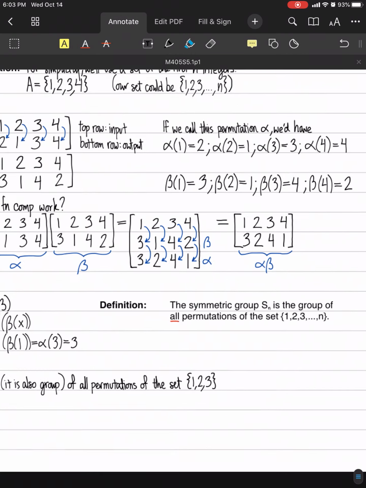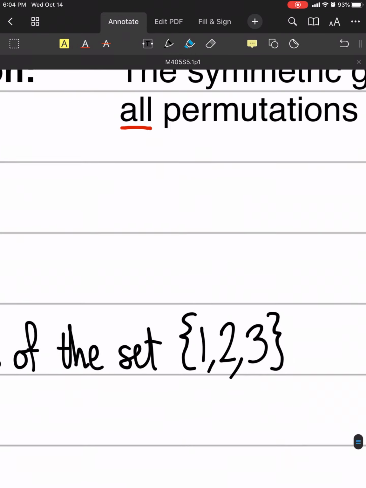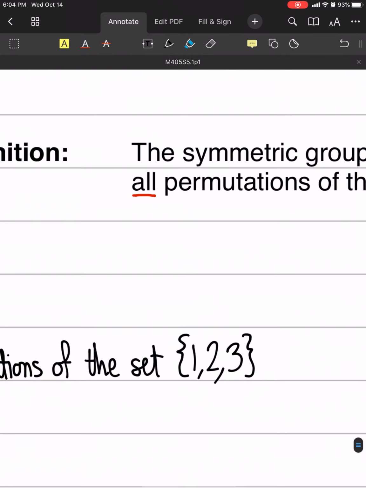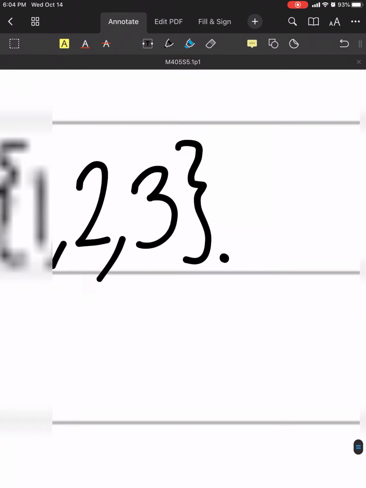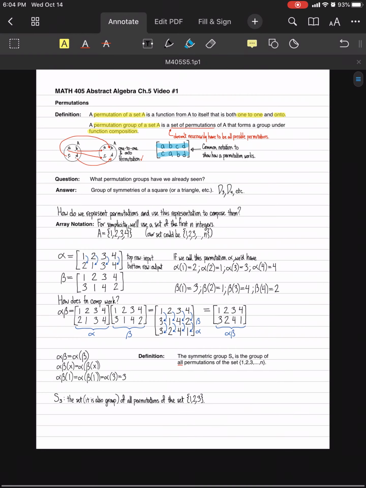Okay, so S3 is the set, and it's also a group of all permutations of the set 1, 2, 3. So what I would like for you all to do is write them all out. I'm going to barely have enough room here. That's why I didn't do S4, which you might imagine is the set of all permutations of 1, 2, 3, and 4. But go ahead and write out all of the possible permutations. Use this array notation that we're talking about here. Okay. So go ahead and pause the video and try and do that for me.